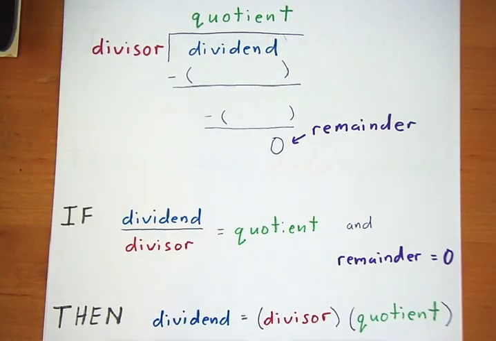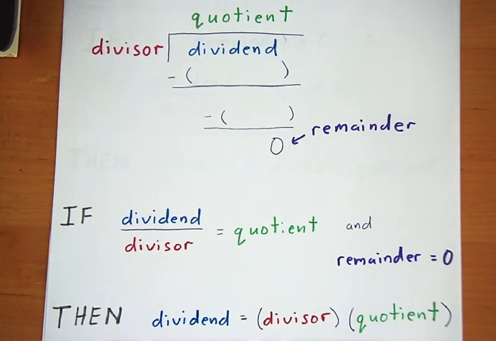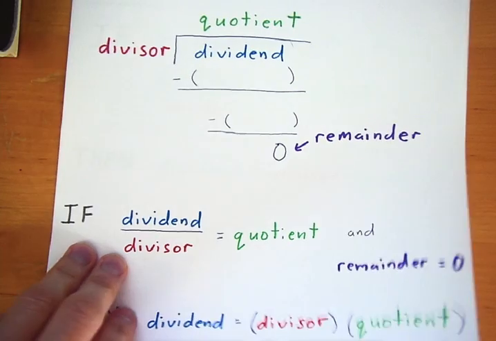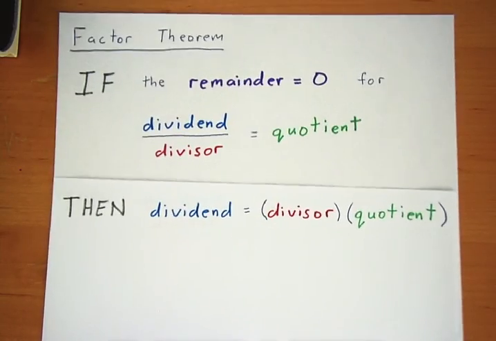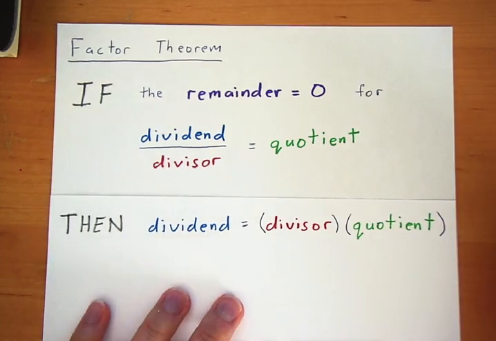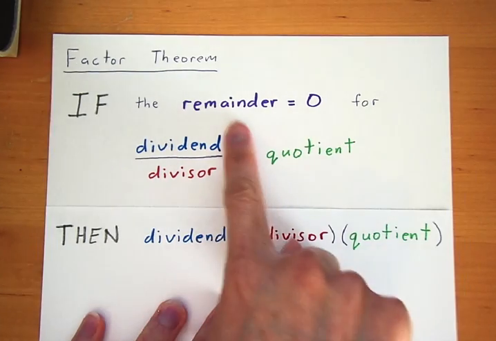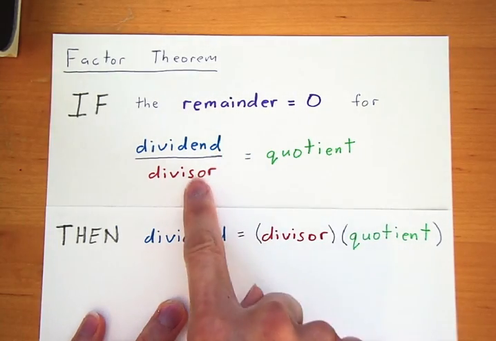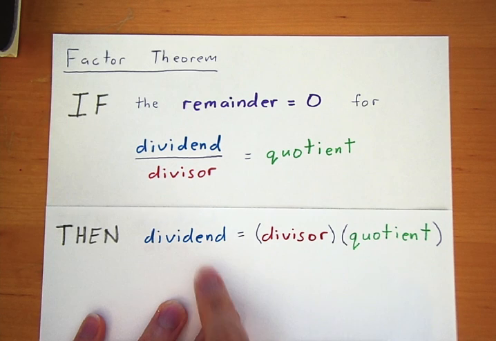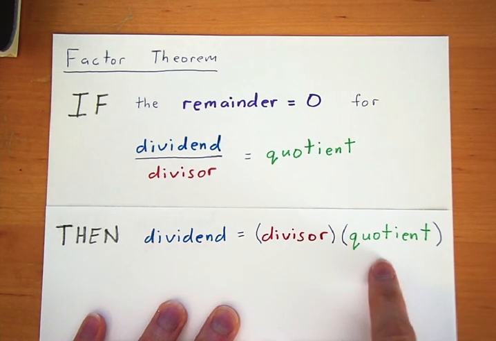That's basically what our factor theorem says. Here it is once again in the more formal way. It says if our remainder is 0, then dividend divided by divisor is equal to quotient. Then our dividend is equal to the divisor times our quotient.